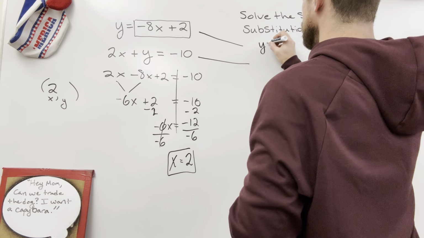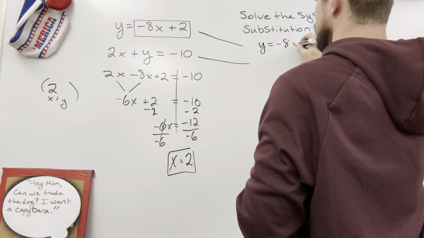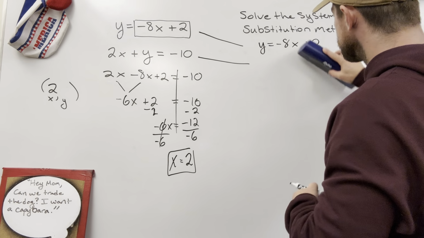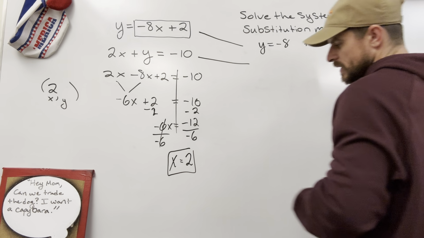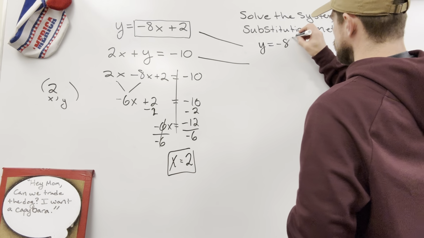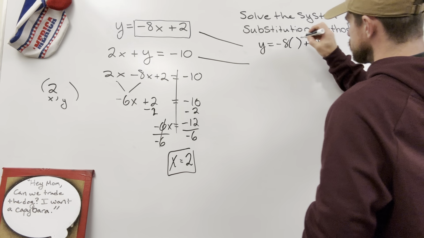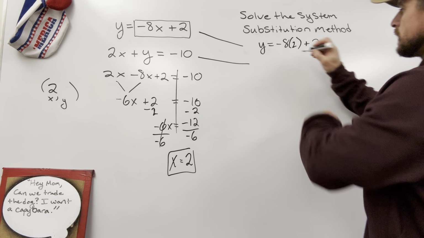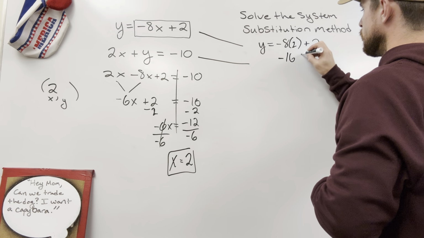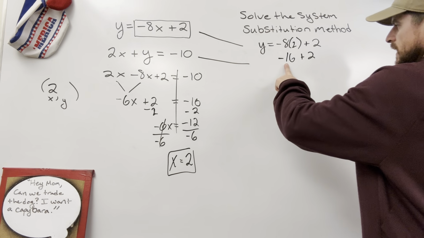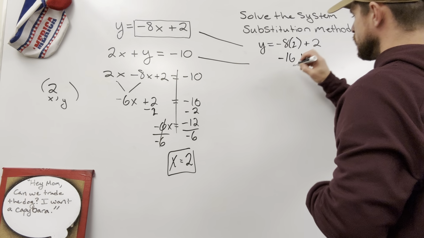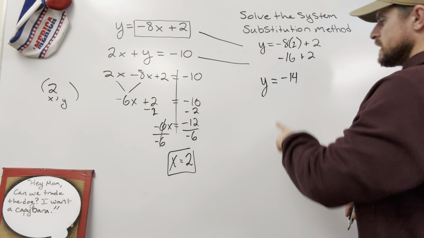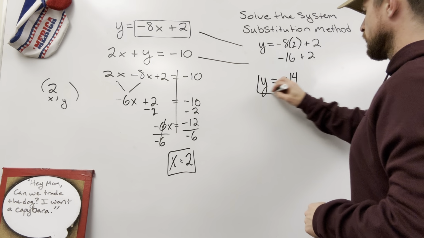Let's say y equals negative 8x plus 2, but instead of an x, I'm going to erase it. I'm going to put the number in that I found x to be. Remember to put them in parentheses to avoid mistakes. Negative 8 times a 2 is a negative 16 plus a 2, and a negative 16 plus 2 would give me negative 14. So y would have to be negative 14.